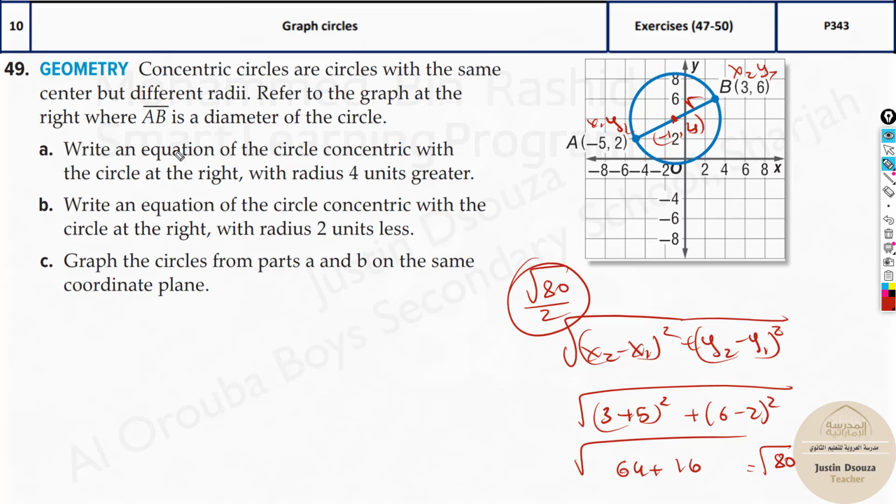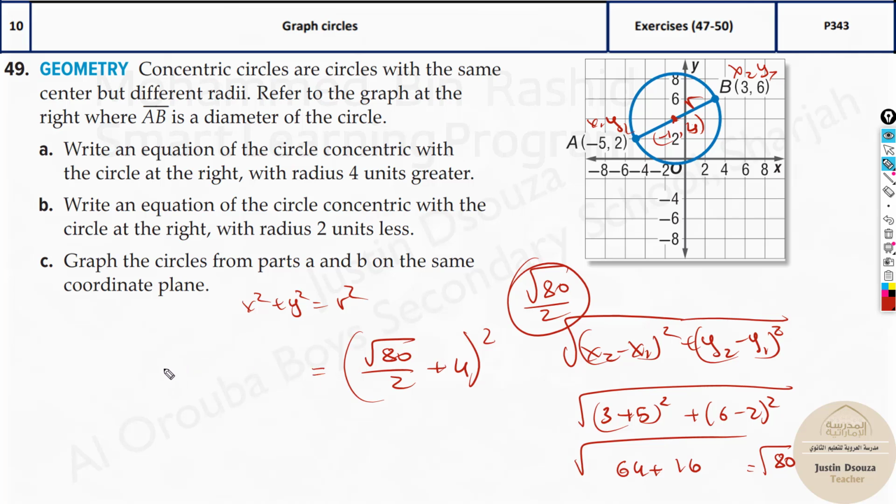Now we need to do question A, the equation whose radius is more than 4. So now we know this is the radius of the circle, 8 root 80 by 2, just add 4 to it. This is the radius of part A. Now we know the formula is x squared plus y squared equals r squared. So I'm squaring it up.